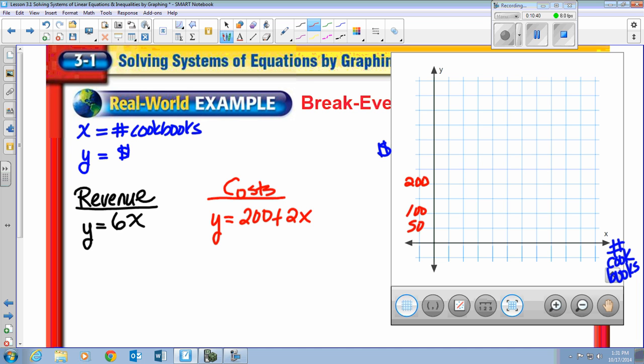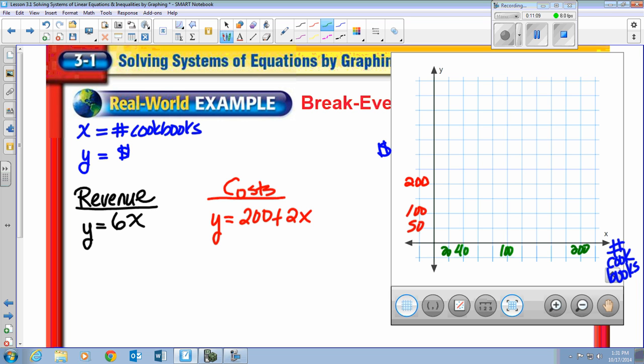Now my x-axis is going to be number of cookbooks. If I am going to the trouble of producing and selling a cookbook, do I want to sell 1, 2, 3, or 4? No. So I'm not going to count 1, 2, 3, 4. Maybe what do I want to count by? 10s, 20s? We'll count by 20s just for fun. 20, 40, 60, 80, 100, 120, 140, 160, 180. Here's 200 cookbooks.